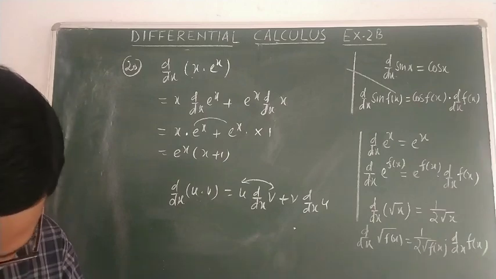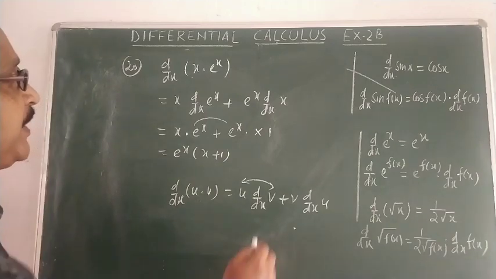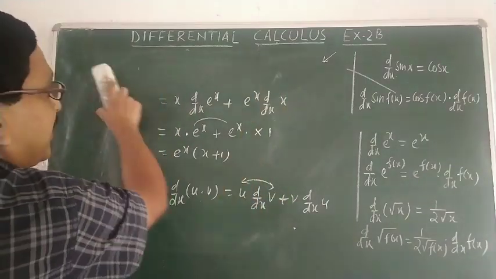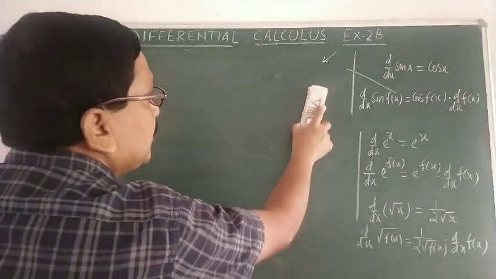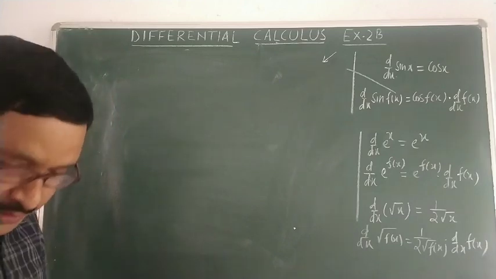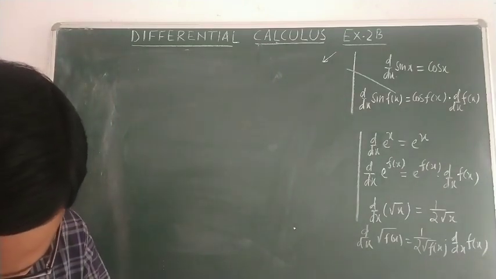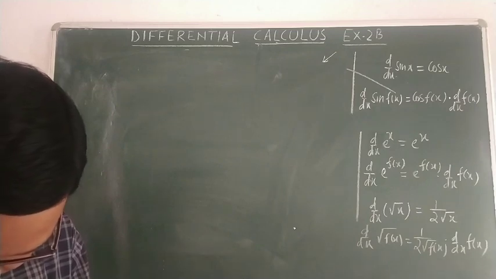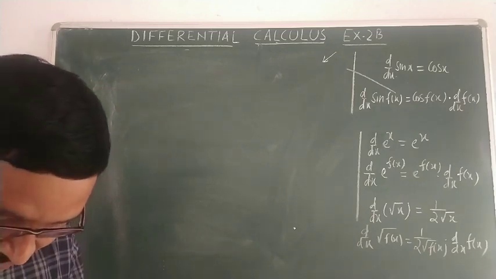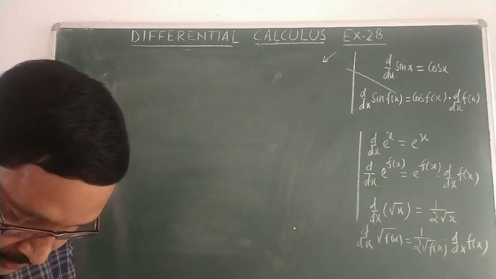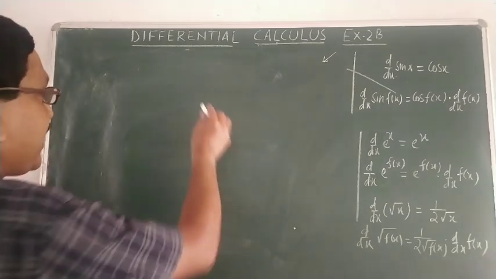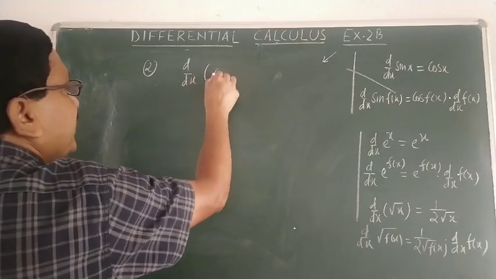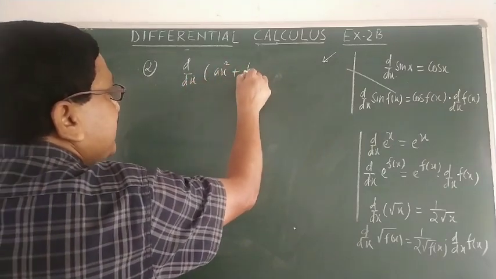Let us start from exercise 2B now. Exercise 2B, the original exercise, I am going to start. So starting directly from question number 2, d by dx of a x square plus b by x.